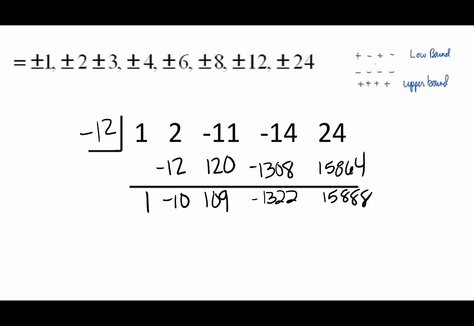Next, we're going to look for a lower bound. So we're going to guess the number negative 12 and see if negative 12 is a lower bound for the zeros. So I do synthetic division with negative 12.